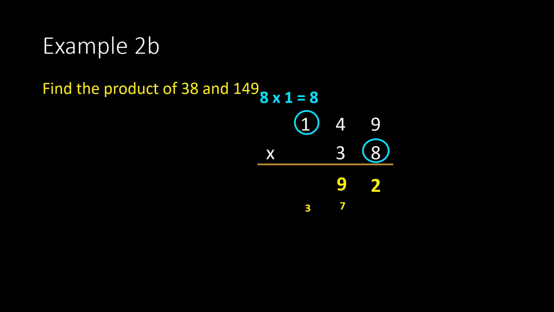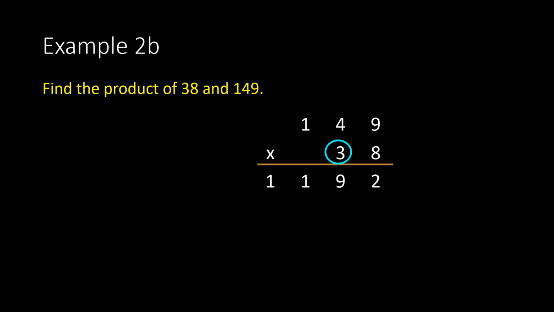8 times 1 equals 8, and add that to the carried over 3 to give us 11. And this carried over 1 is simply placed here as shown. Now we start multiplying by the 3.